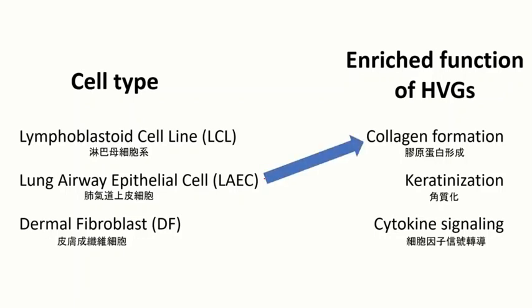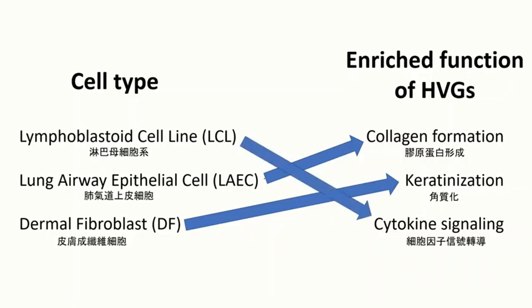To summarize, we looked at the highly variable genes in three example cell types and identified their enriched functions: for lymphoblast cell lines, cytokine signaling; for epithelium cell, lung airway, you have collagen formation; while in the dermal fibroblast, you have keratinization. You cannot get this wrong.